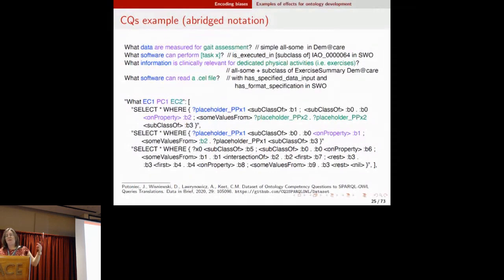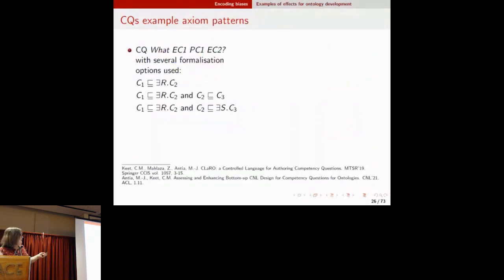So that "what software can read a CSV file" was actually separated out into two binary relations and the constraints on the range of the last one. And they are all the same questions, so you can see that even the same piece of information can be formalized in different ways. That is summed up here with the formalization options.